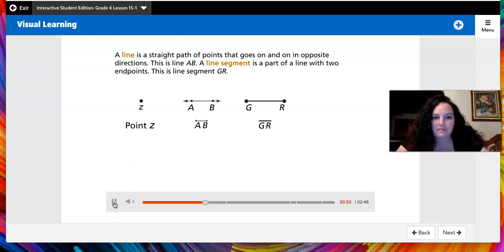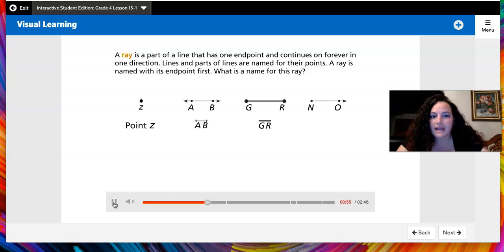GR. A ray is a part of a line that has one endpoint and continues on forever in one direction. Lines and parts of lines are named for their points. A ray is named with its endpoint first. What is a name for this ray? So before I tell you, remember it has a definite endpoint here, but it has an arrow that's going to continue on in that direction. Since a ray is named with its endpoint first, you're going to name it NO, for this ray.